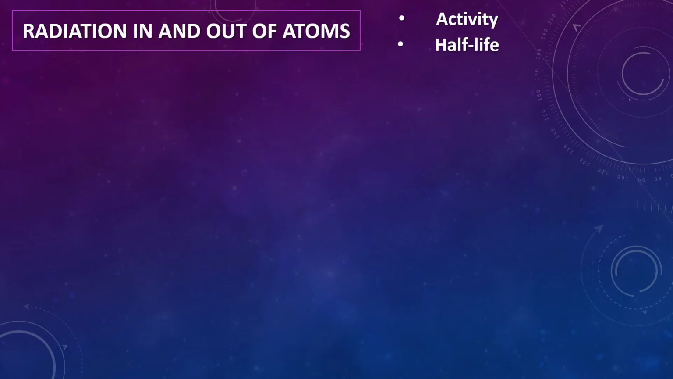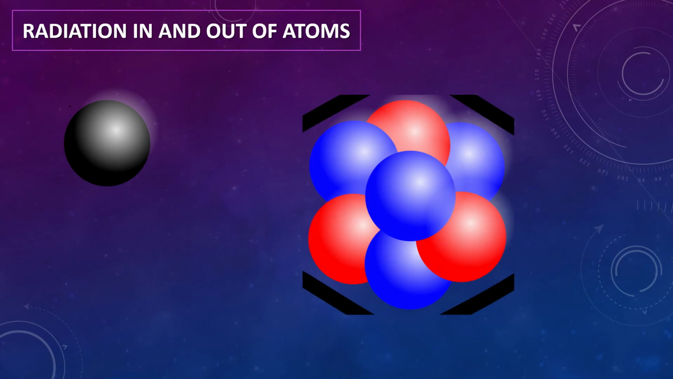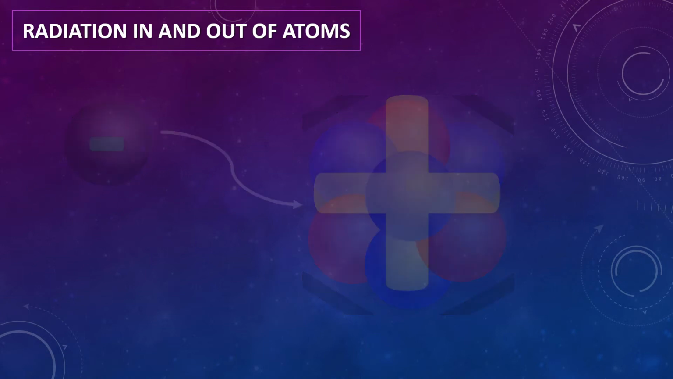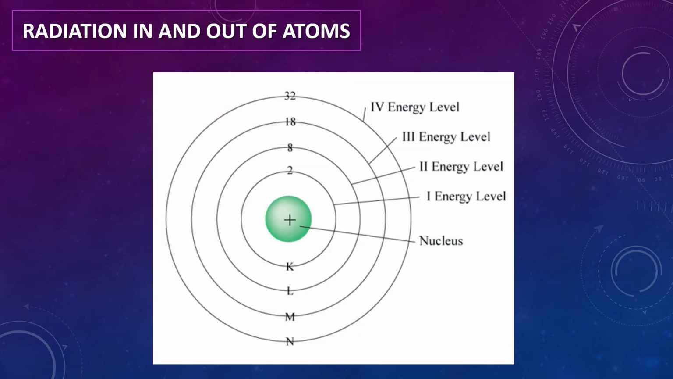So, radiation in and out of atoms. So if you think, in an atom, there are electrons and there is the nucleus. The electrons have a negative charge and the nucleus has a positive charge. So why do the electrons not just spiral into the nucleus due to the two forces attracting? Well, this is because of energy levels. If you have a look here, we can see the energy levels.